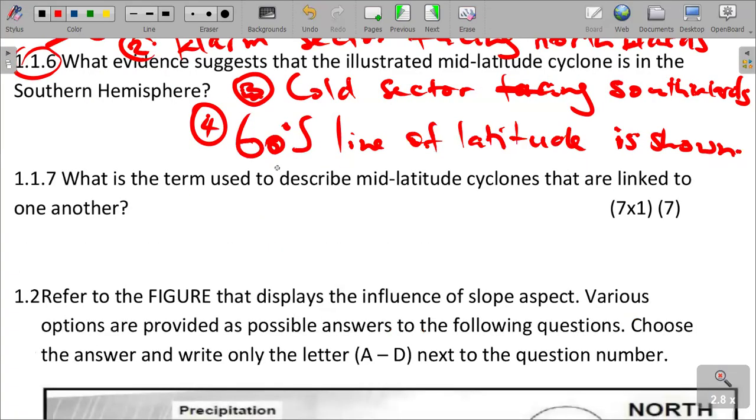What is the term used to describe mid-latitude cyclones that are linked to one another? We say that when we talk about mid-latitude cyclones that are linked to one another, they are called a family.